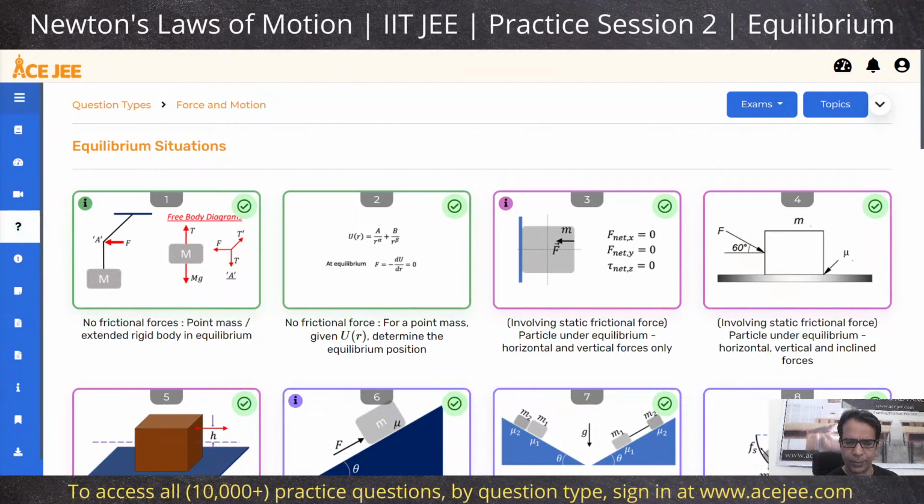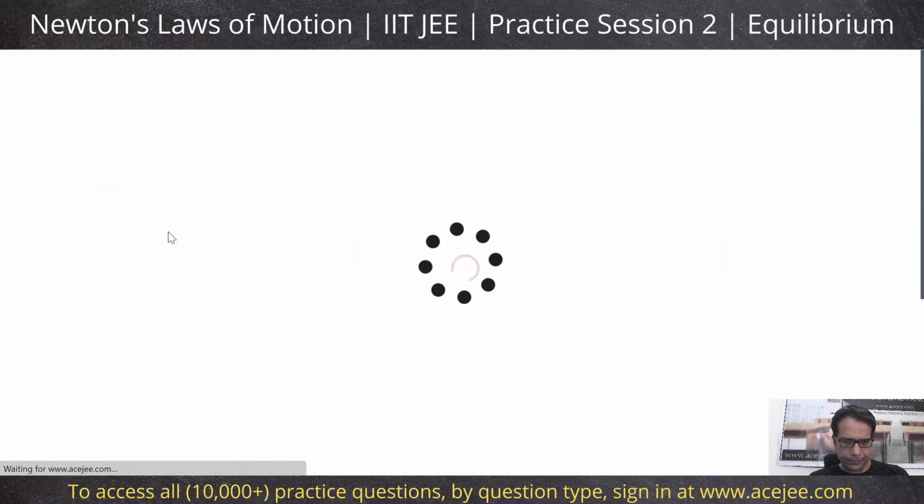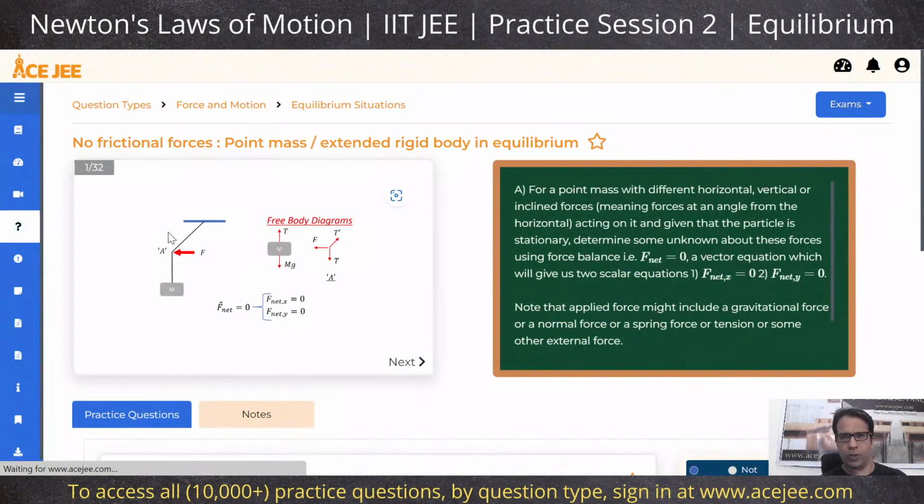I think we are done with number 1. Any questions from number 1? Let me just revisit number 1 that we did last Thursday. So in this scenario, just as a quick recall, we had a particle or an extended rigid body like a rod in equilibrium with all sorts of forces acting, whether gravitational, normal force, tension force, or electric force, but not the frictional force.